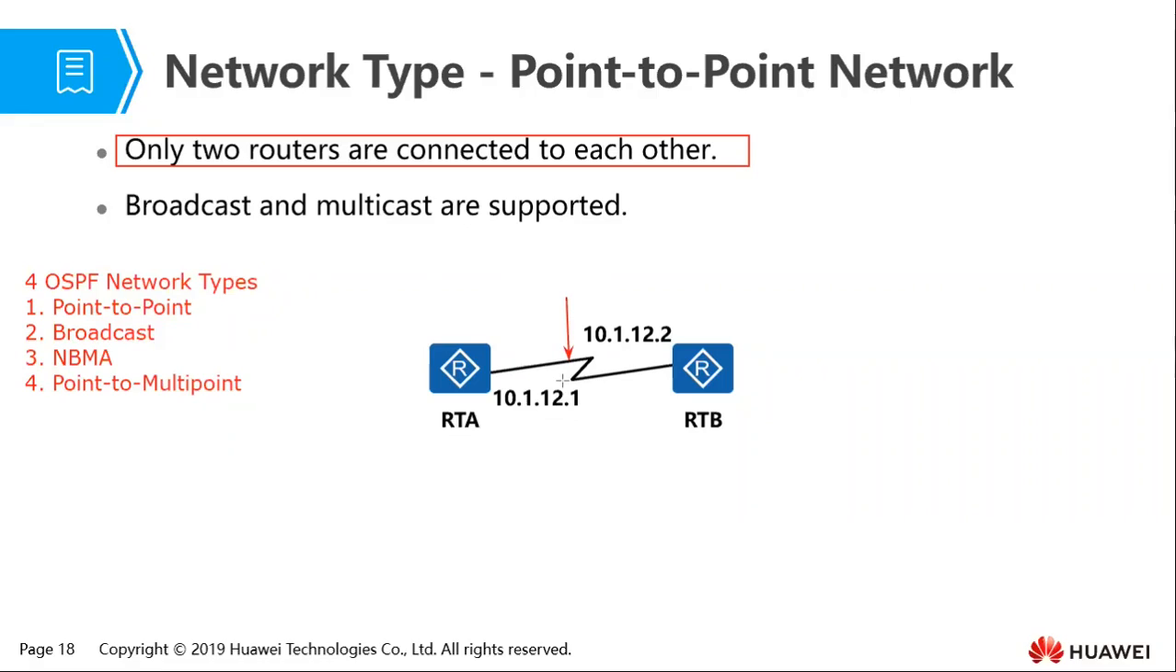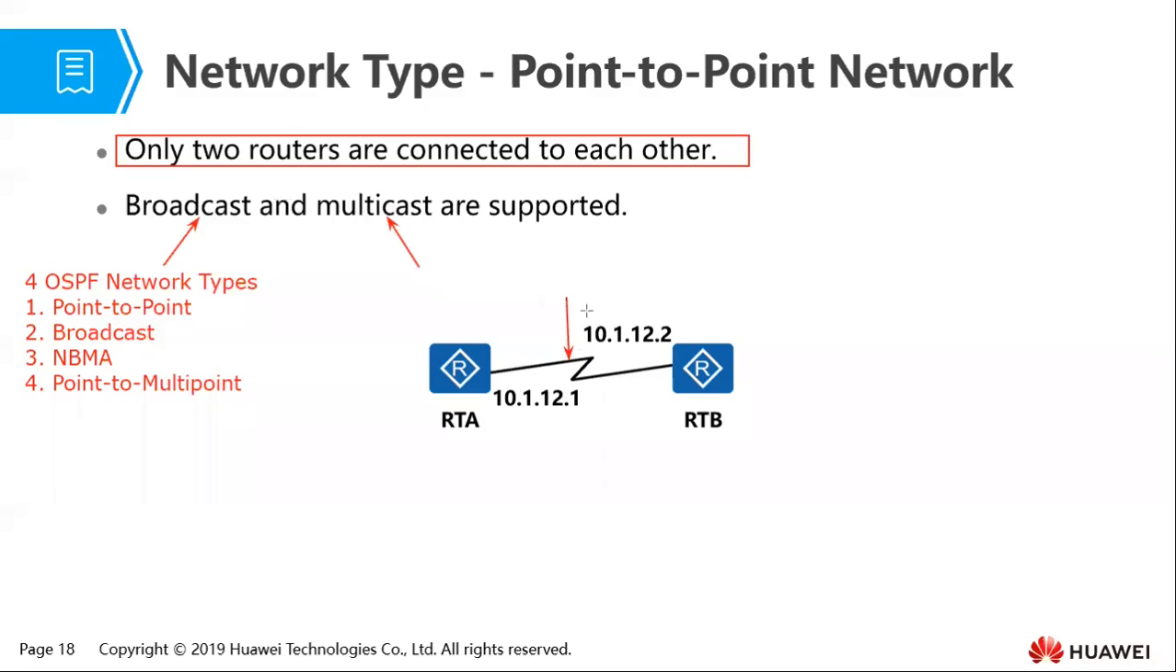Because when you use a serial link, you're going to use the point-to-point protocol, PPP, between the two routers. Now, there are two important things to note about each of these network types. One of them is, does it support broadcast packets? Number two, does it support multicast packets? With point-to-point, it supports both broadcast packets and multicast packets.